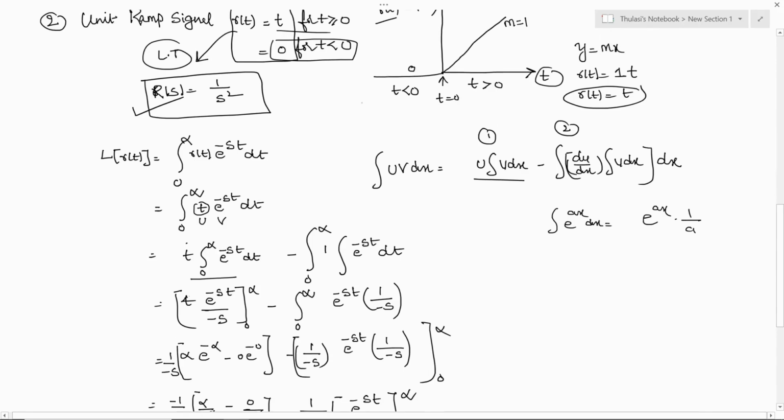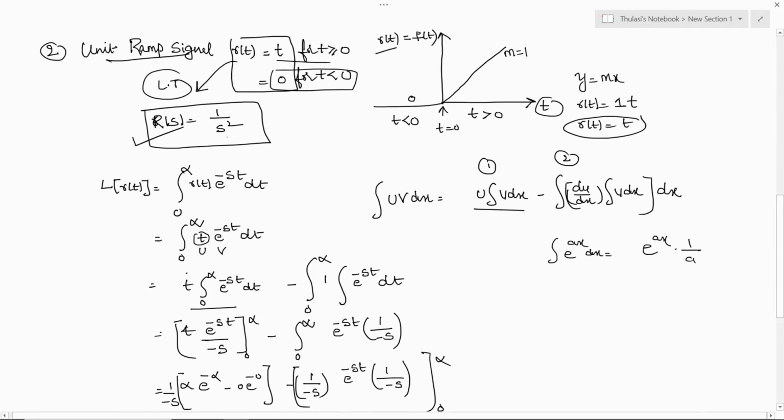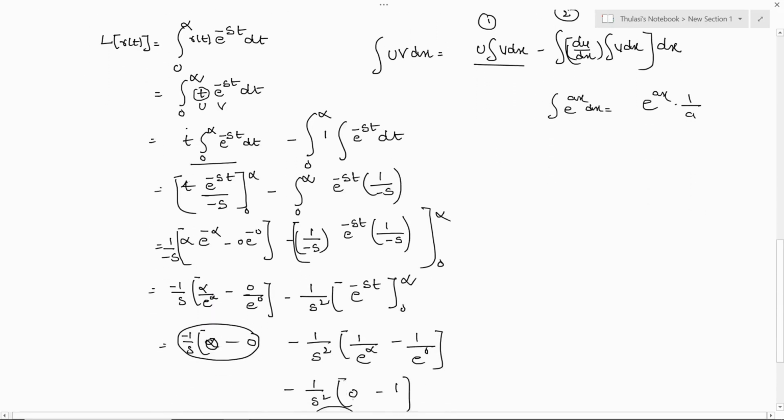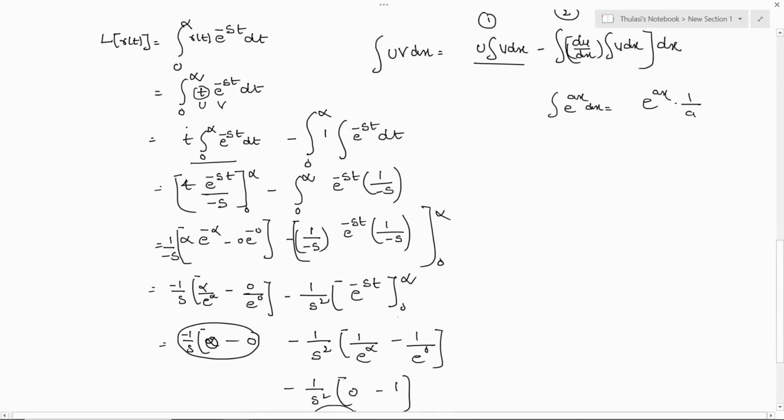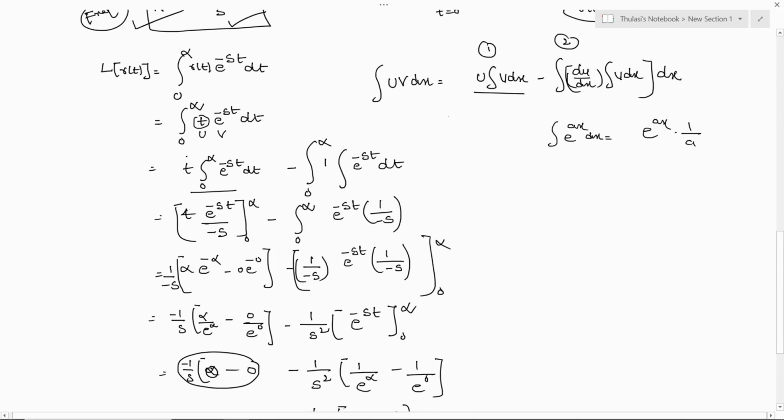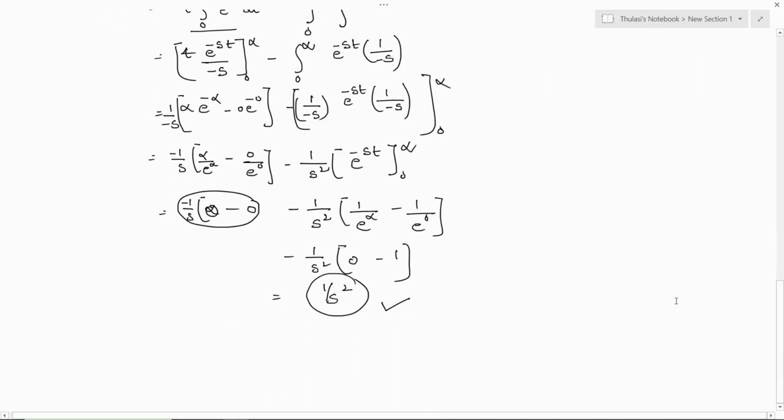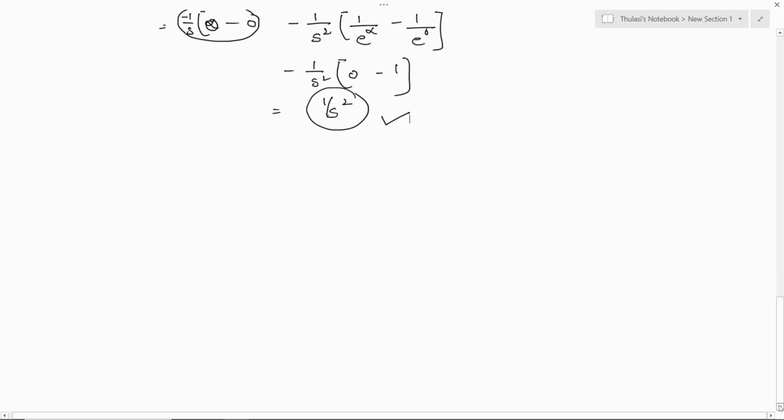The Laplace transform of a unit ramp signal is 1 by s square. This is the time domain equation, and this is the frequency domain equation: r of t equals t and r of s equals 1 by s square. This is the derivation using the basic formula, integral of u v dx, which is called integration by parts. Let us see the next standard test signal, which is the impulse function.